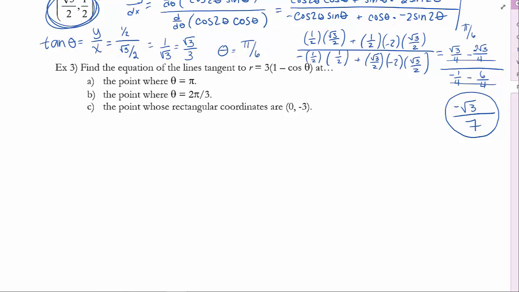Before I finished doing what I was going to do, I just realized when I hit pause that I have a -1 -6 down here, which should make this a -7, which makes this a positive root 3 over positive 7, just FYI. Okay, I'm going to pause again and then do my work.